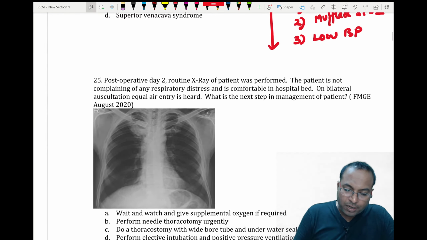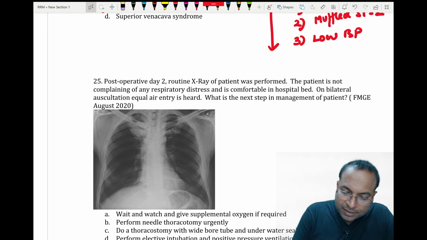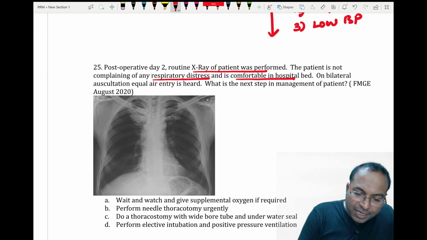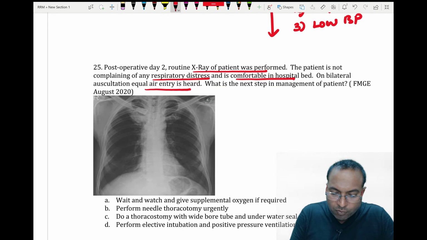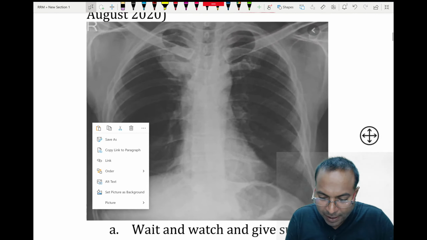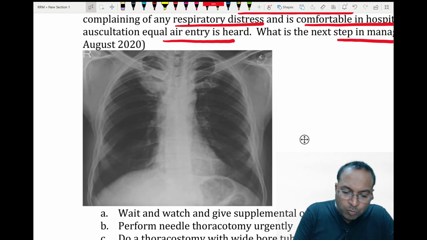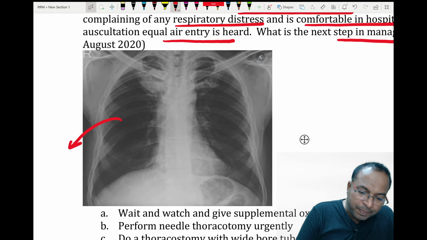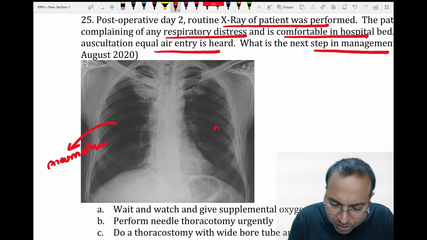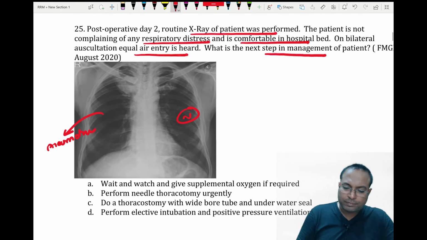So this is the next question. On a post-op second day, X-ray of the patient was obtained. Patient is not complaining of any respiratory distress and is comfortable in the hospital bed. On auscultation, equal air entry is heard. What is the next step in the management of this patient? So in this case, if you see, there is a mild pneumothorax on the right side. Please remember, there is a mild pneumothorax. Pneumothorax is present on the right side, but left lung is normal. What will you do now?